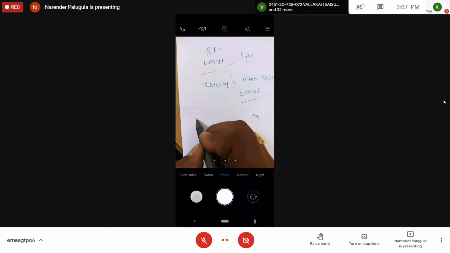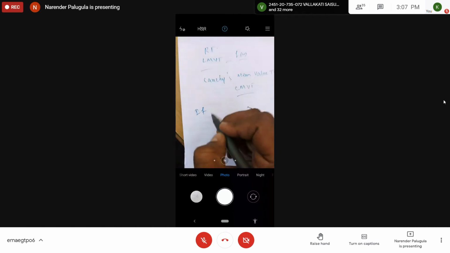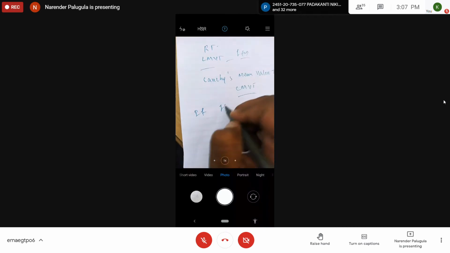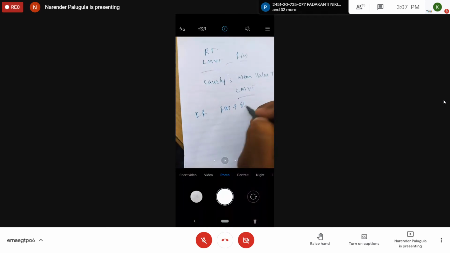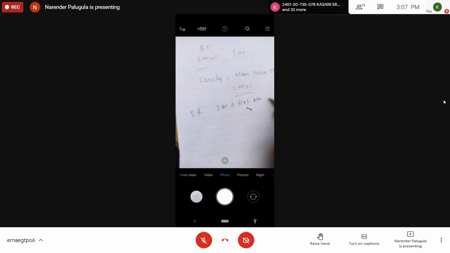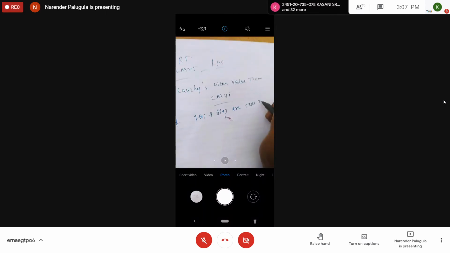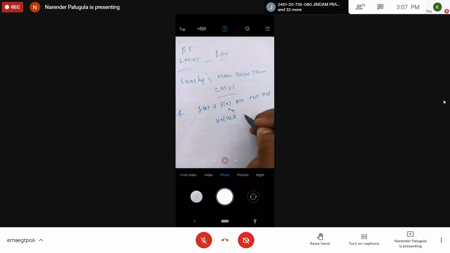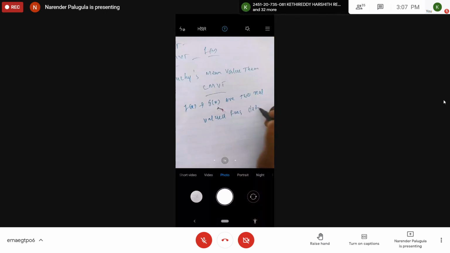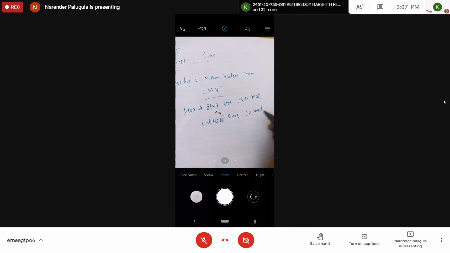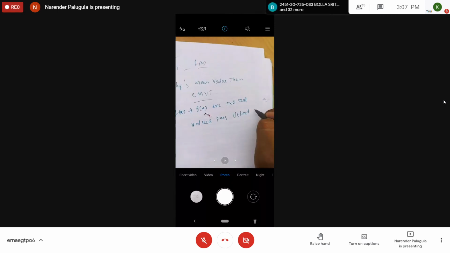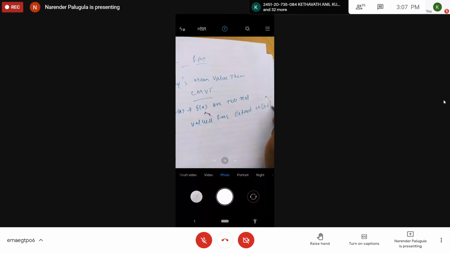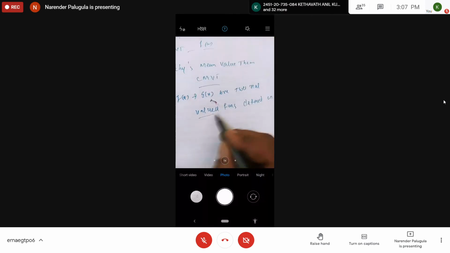Now I am going to write the statement of the theorem. If f of x and g of x both are two real valued functions defined on the interval (a, b). Students, what is the meaning of real valued functions?